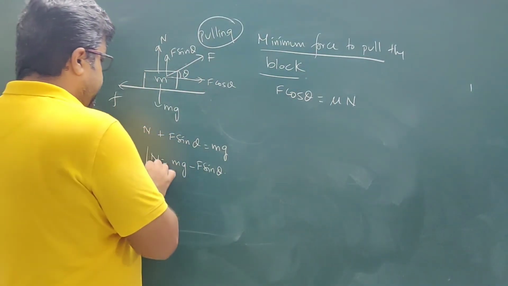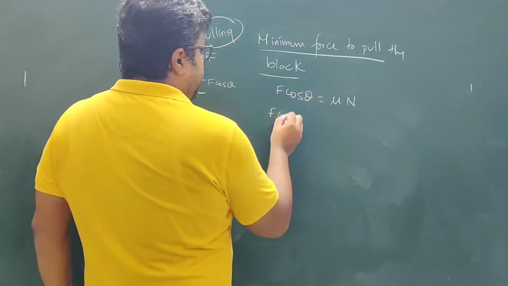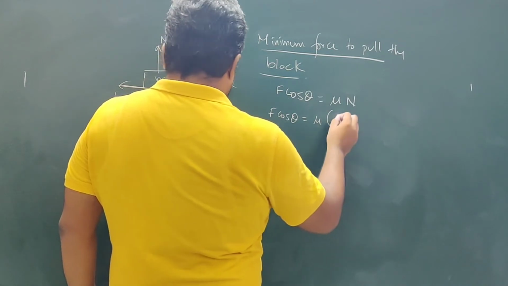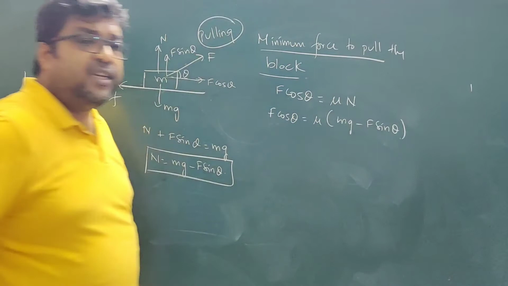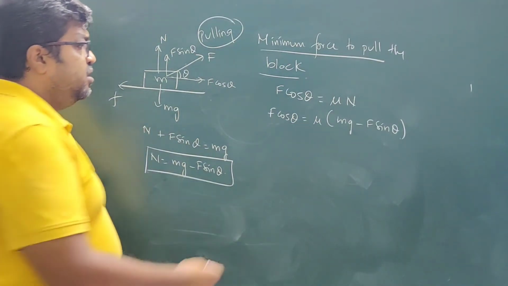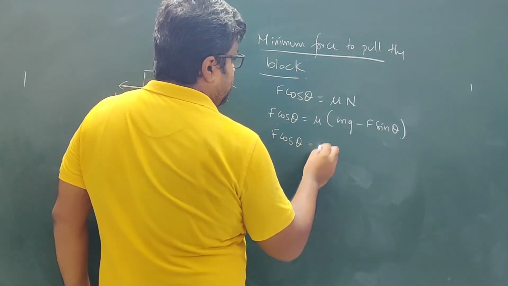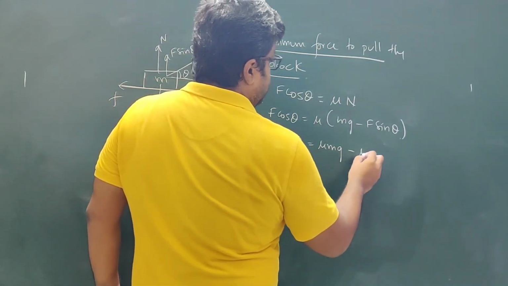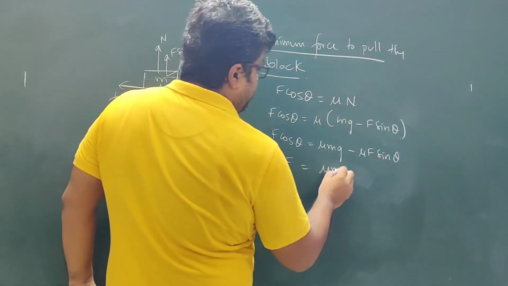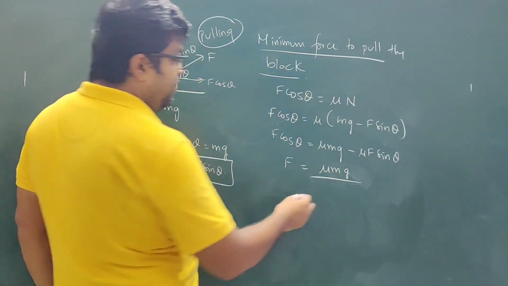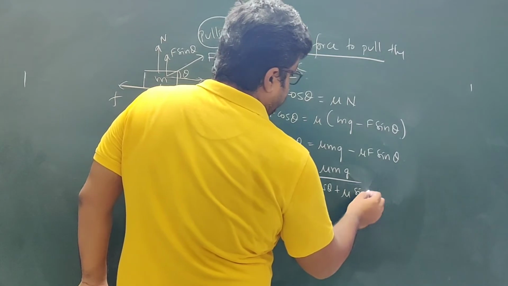And what is the value of N? N is equal to mg minus F sin theta. So F cos theta is equal to mu times (mg minus F sin theta). Correct? So F cos theta is equal to mu mg minus mu F sin theta. So I can write F is equal to mu mg divided by (cos theta plus mu sin theta).